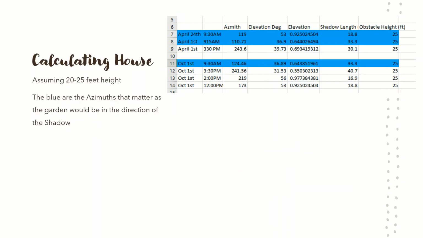Okay, so then we had calculated the house. I color coded this particular Excel model just to show you which ones are applicable. And as you look at this, you'll notice that some of these aren't applicable just because the azimuth or the direction of the sun just doesn't affect us. But we still have an idea of what the shadow length is. That's not changing. It's just the shadow's not in the direction that affects us. And so using the house height of 20-25 feet, we were able to determine shadow lengths of 18.5 feet, 30 and 33 feet that could affect the garden area.